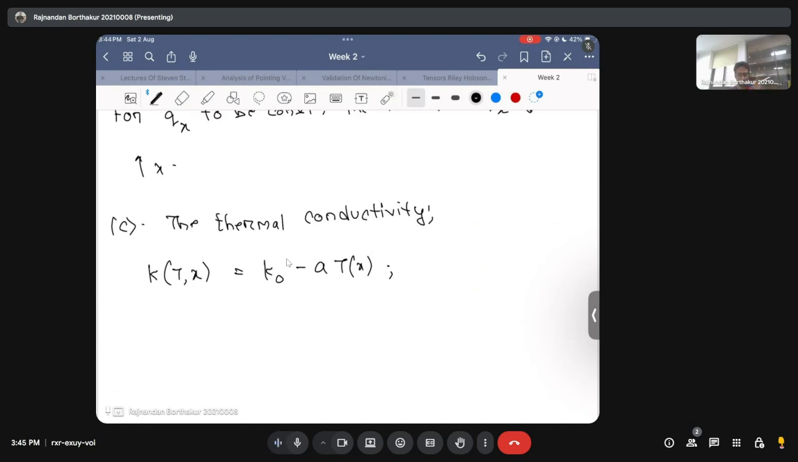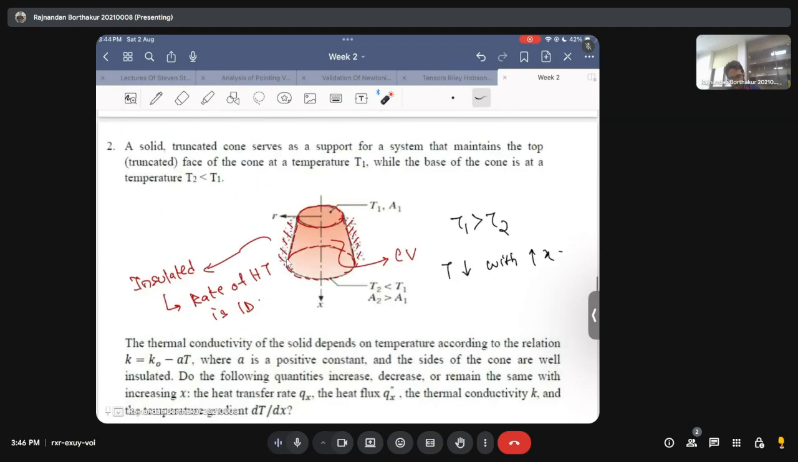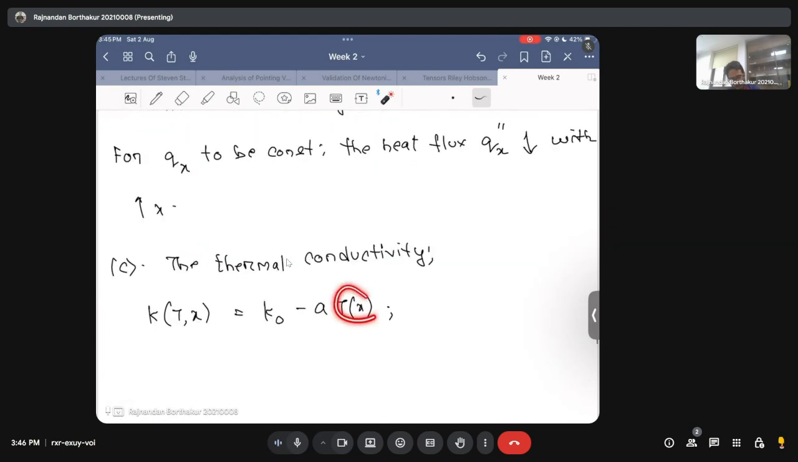Okay, I repeat, in the problem they said that my thermal conductivity is a function of temperature, which is k naught minus a times T. But we know that this temperature itself is a function of x. Why is that? That is simply because the top surface and the bottom surface are at two different temperatures, which means that your temperature should vary along the positive x direction. And since my temperature is a function of x, this implicitly implies that my thermal conductivity will also be a function of temperature, and it is also a function of x.